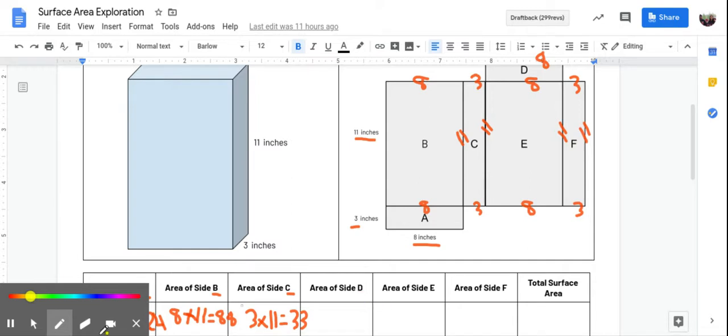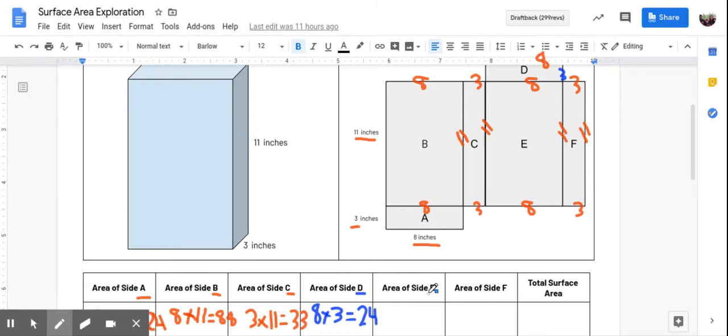Okay, now for side D, I'm going to switch up my colors here just so I'm not messing up. D is a little higher, but that again is, oh, I forgot to label this little short side. That's a 3. Should be 8 times 3. So again, I have 8 times 3, which equals 24.